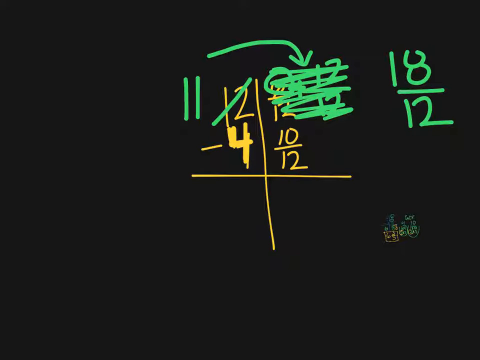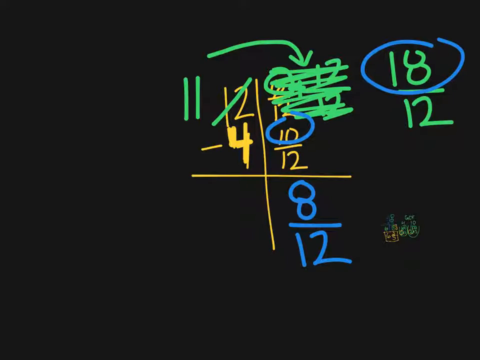It's improper, but I did it like that on purpose. Because now the 18 is bigger than 10, and I can subtract. 18 minus 10 is 8. Here's my 12th. 11 minus 4 is 7.